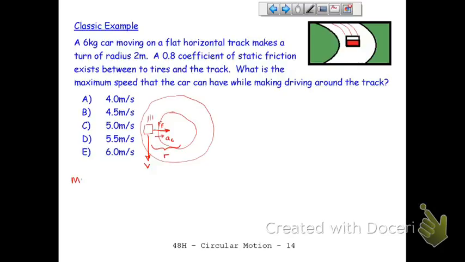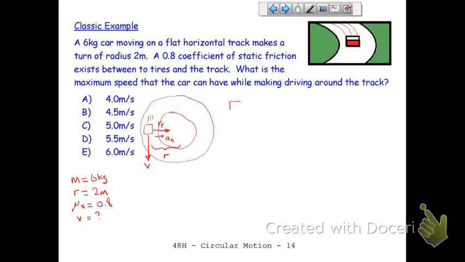I know the mass is equal to 6 kilograms. I know that the radius equals 2 meters. Ooh, I know that my coefficient of static friction is equal to 0.8. What's the maximum speed? So v is what I want, that the car can have. So there I have it.